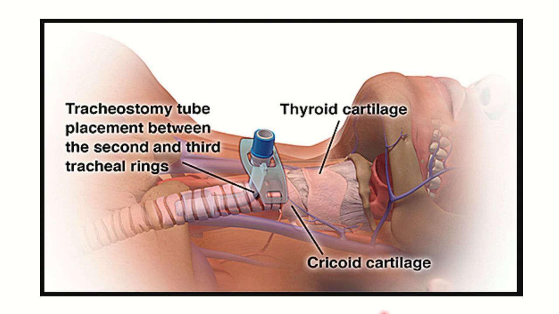So here we can see the tracheostomy, in which a tracheostomy tube is placed, usually between the second and third tracheal rings. It is done below the thyroid and cricoid cartilage, usually below the cricoid cartilage, because the cricoid cartilage is a complete circle, so any injury to the cricoid cartilage may develop stenosis.